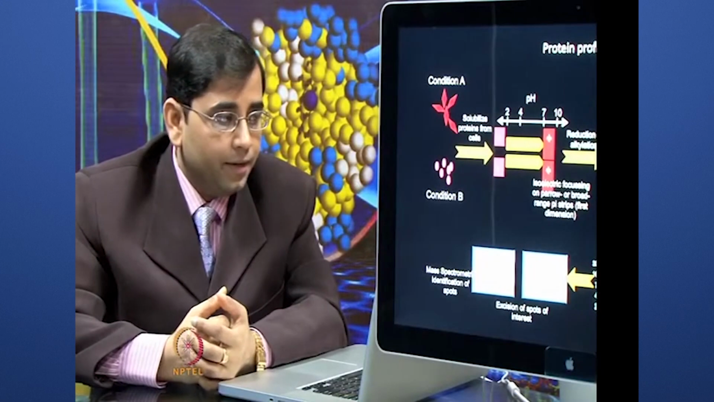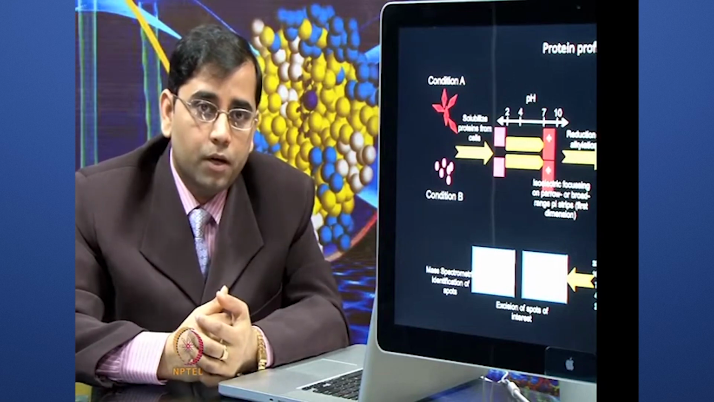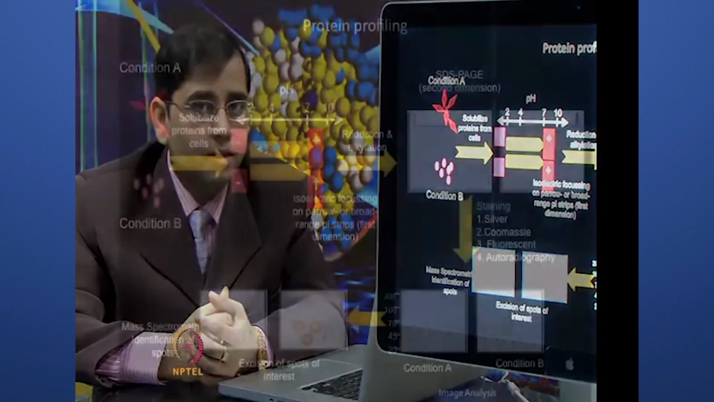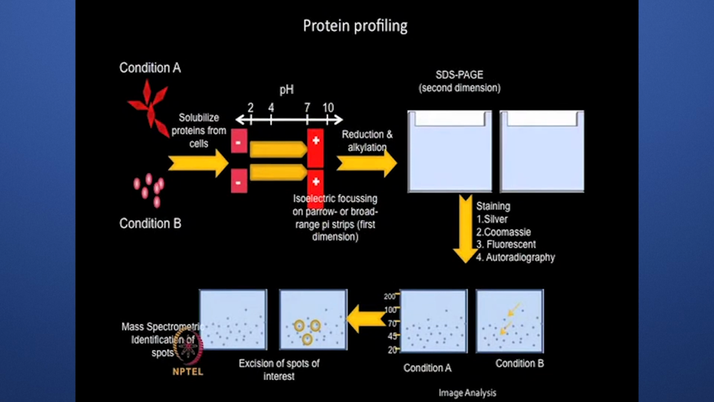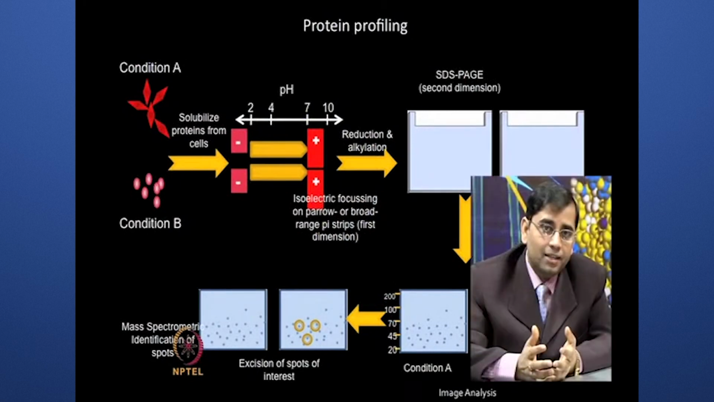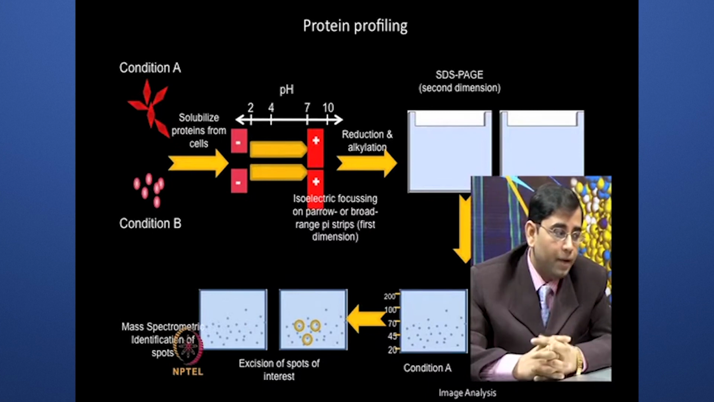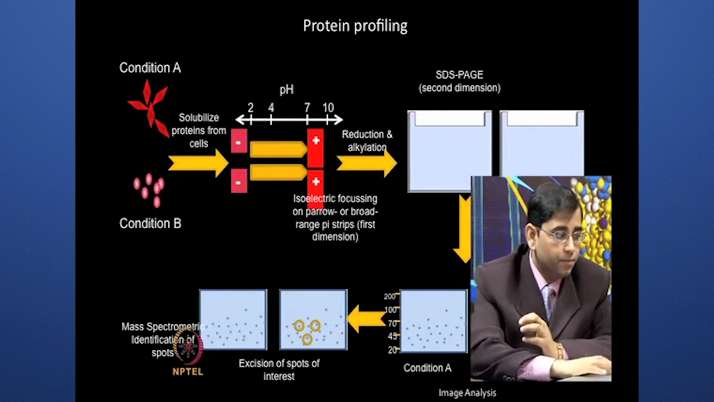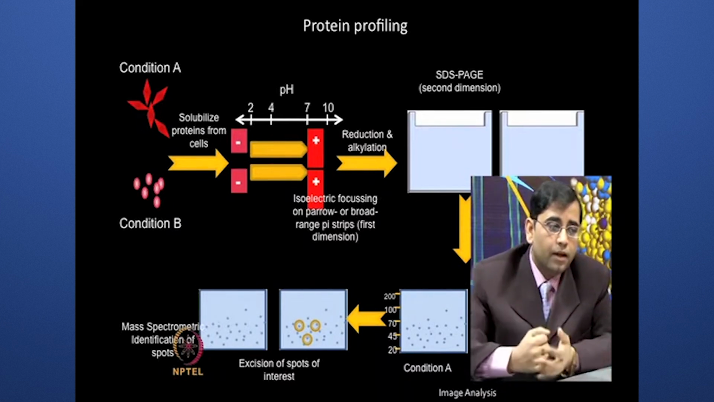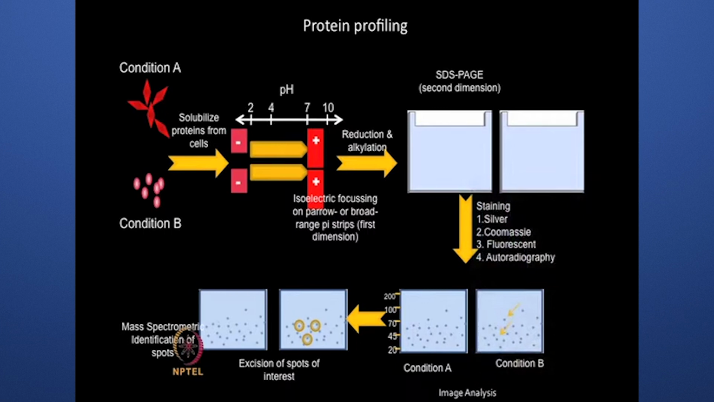So, for protein profiling, if you want to compare your different sample types from condition A to condition B, you need to solubilize the proteins from the cells and separate all the proteins by applying the pH gradient, which is shown here, in the first dimension. After that, you need to reduce and alkylate your samples and then separate them in the SDS-PAGE based on the second dimension, molecular weight.